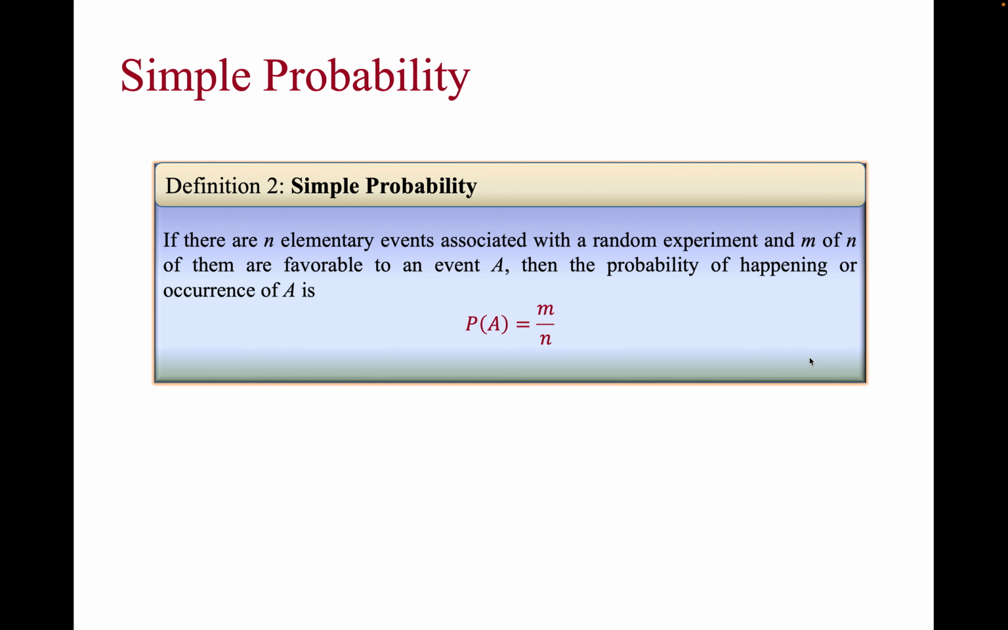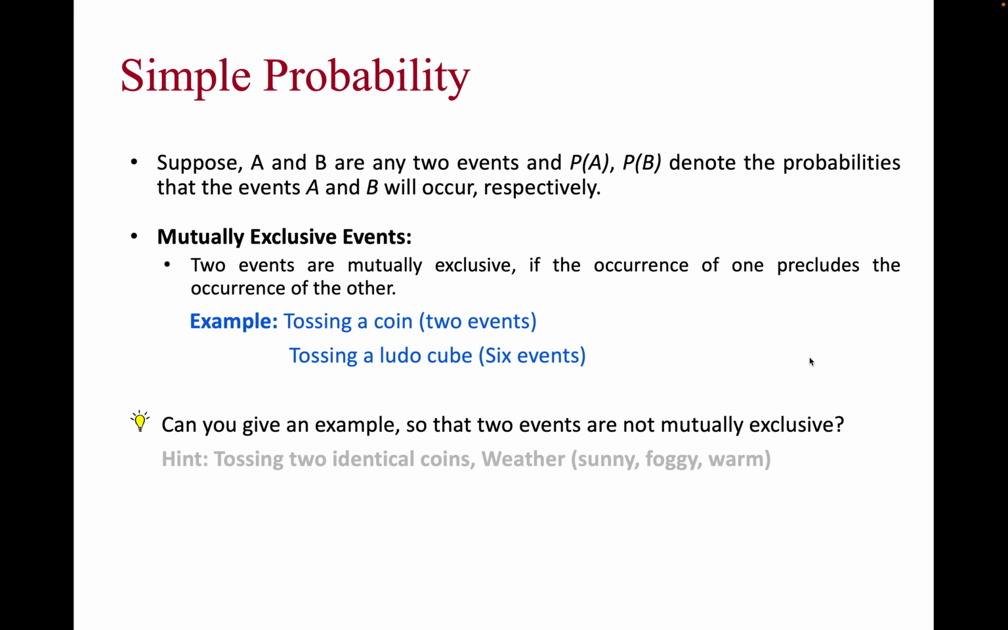Simple probability. If there are n elementary events associated with a random experiment and m of n of them are favorable to event A, then the probability of happening or occurrence of A is m upon n. This is simple probability. Suppose A and B are two events, P(A) and P(B) denote the probabilities that the event A and B will occur respectively.